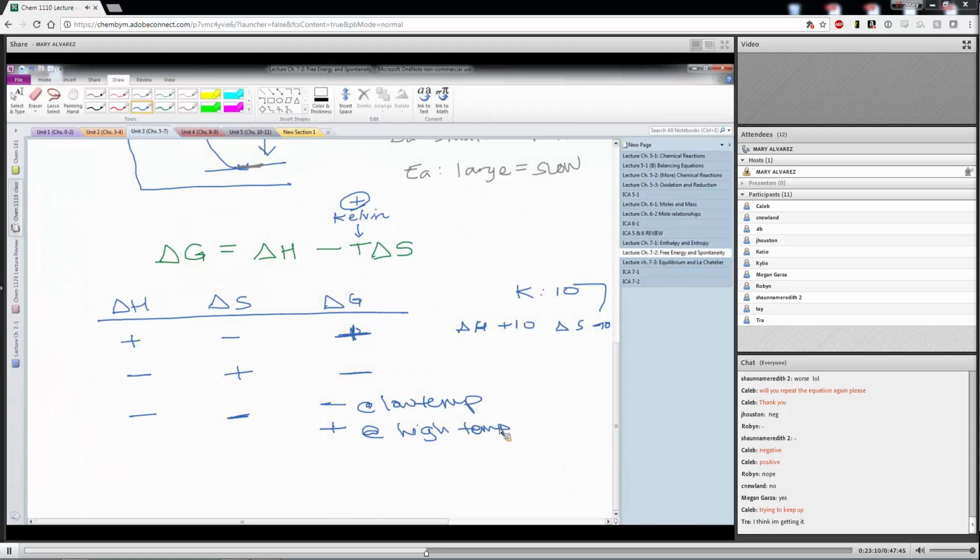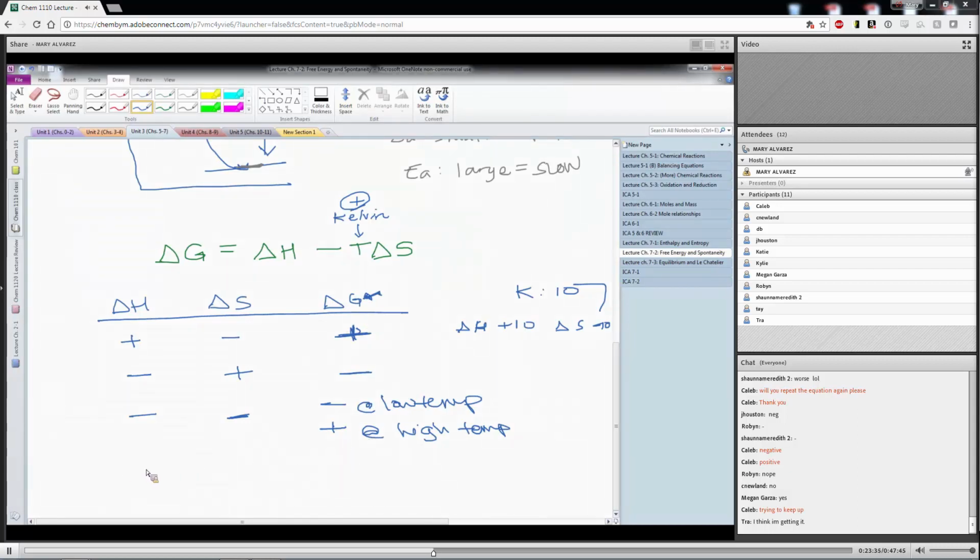Now, what is a low temperature? What is a high temperature? That depends entirely on the specific process we're talking about. But we do find that this is a temperature specific process to determining whether my process is spontaneous or not. Some processes are spontaneous at low temperatures and not at high temperatures, and vice versa.